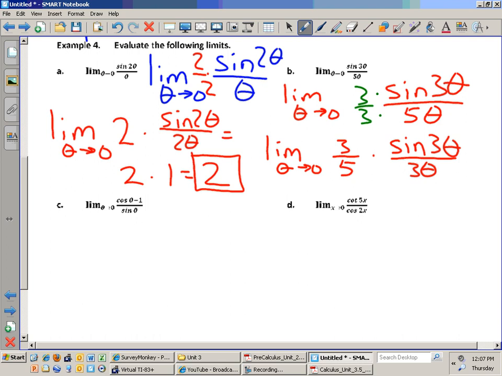Okay, good question, Morgan. You can't choose the 5 because you can't get the 5 on the inside there. You can't just factor a 3 out because sine is operating on that, so we can't just remove that. That's why we choose to work with the bottom. So you get 3/5 times 1 is 3/5. So that's what you would need to show.